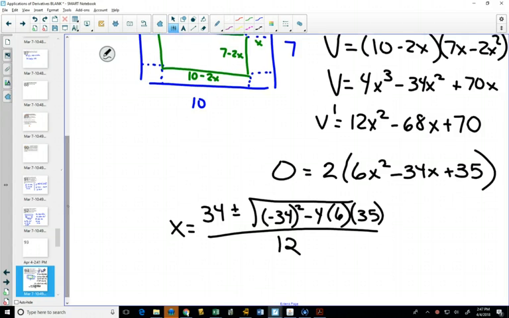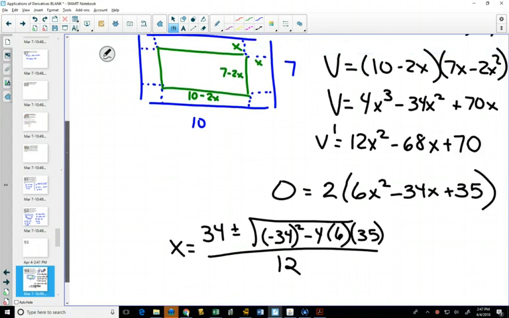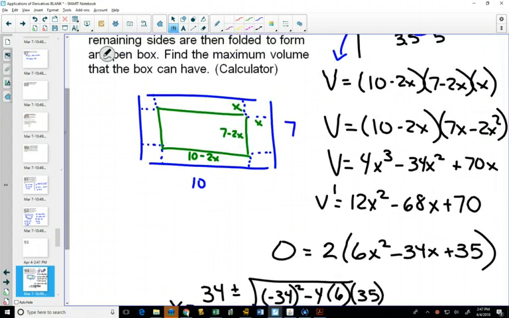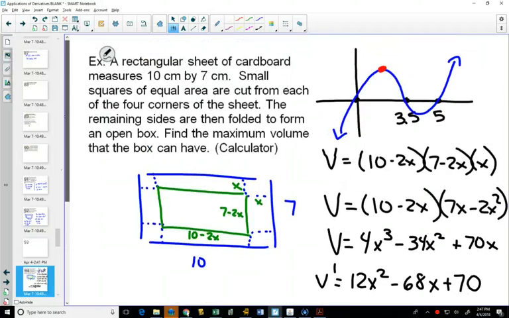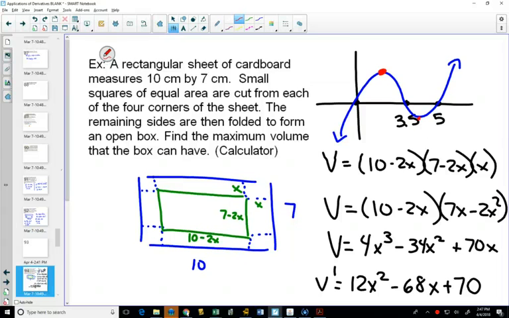The reason that there are two answers that show up is because your calculus doesn't care about the context of the problem. It's going to find this maximum and this minimum, even though that minimum makes no sense whatsoever. Right? That would have a negative volume. Try to imagine that.